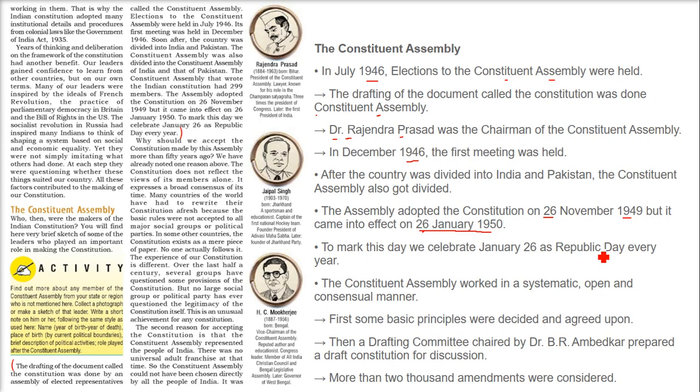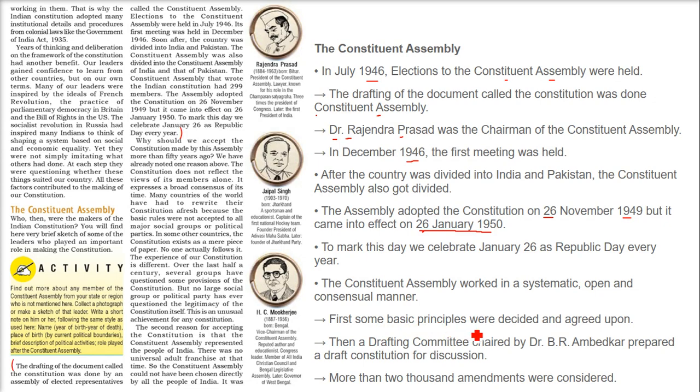That is the Republic Day, Ganatantra Divas, the Republic Day we celebrate. The Constituent Assembly worked in a systematic, open and consensual manner. That is, every thought was involved, and every member of the committee gave their idea, and they were open to various other ideas also. So this is how the Constituent Assembly worked.